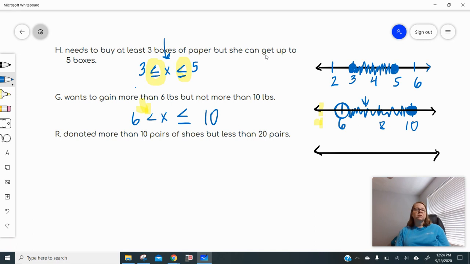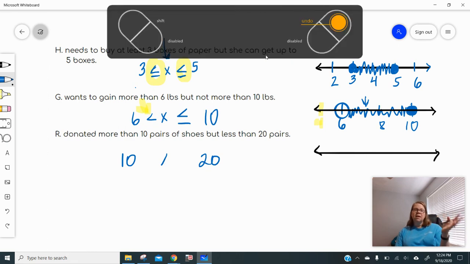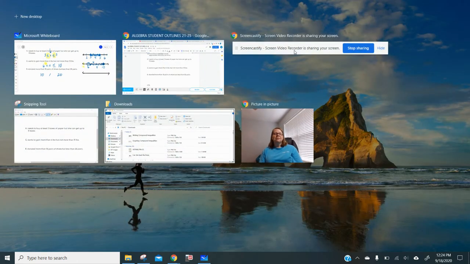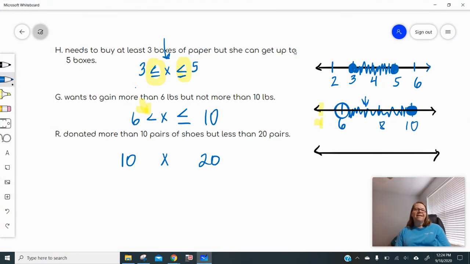All right, let's look at the next one. R donated more than 10 pairs of shoes, but less than 20 pairs. It's a really generous person here. And we know X is somewhere between 10 and 20, and we've got less thans on either side of it. So more than 10 pairs of shoes. If it was 10, was that okay for this situation? No, it was more than 10. So it's not going to be less than or equal to, it's just got to be a less than sign.